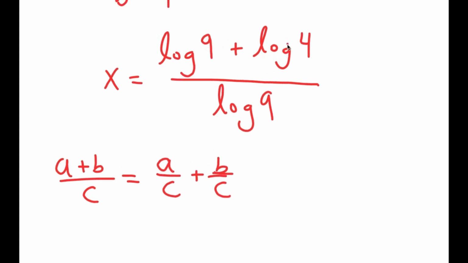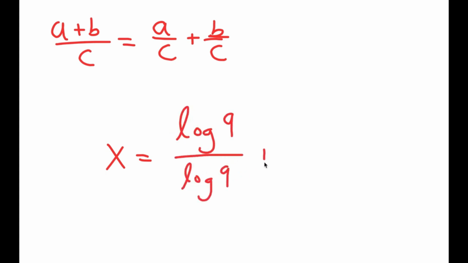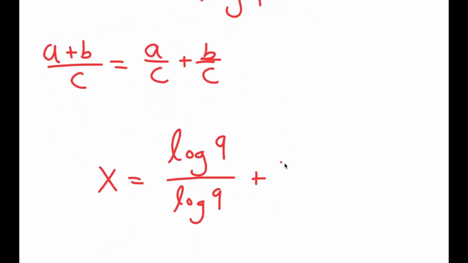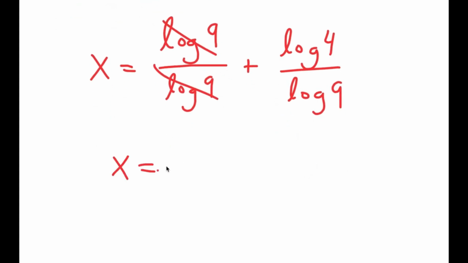So I have log 9 plus log 4 over log 9, and I'm going to rewrite this as log 9 over log 9 plus log 4 over log 9. Now, anything over itself equals 1, so log 9 and log 9 cancel out, and I get 1 plus log 4 over log 9.